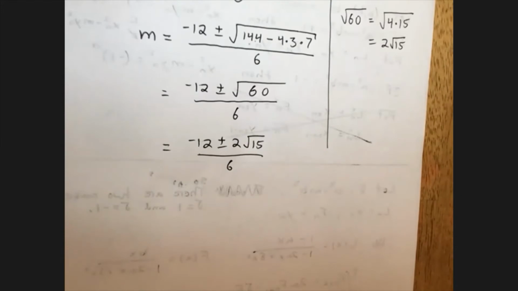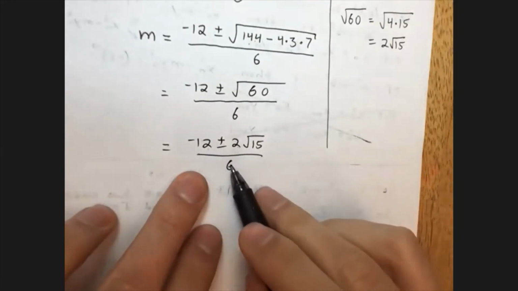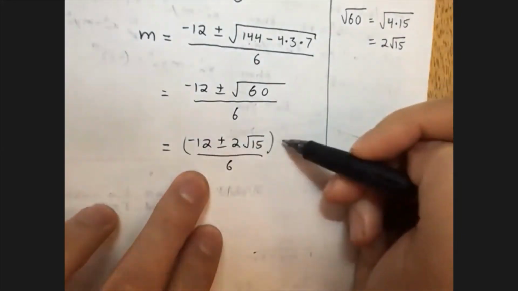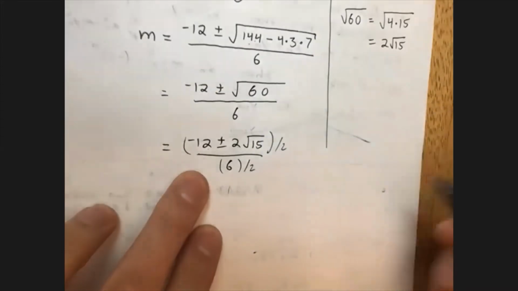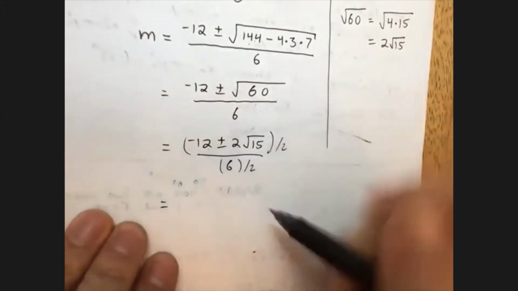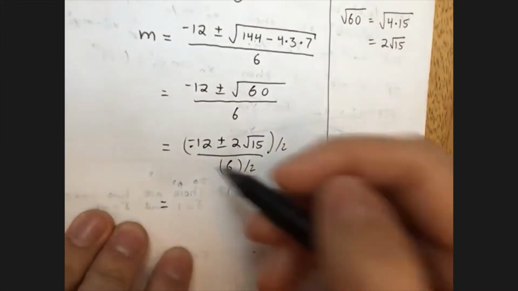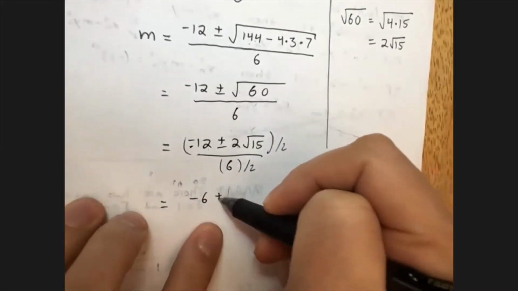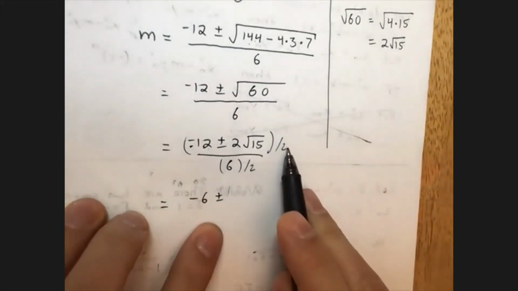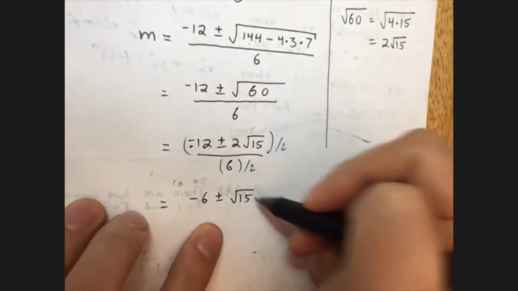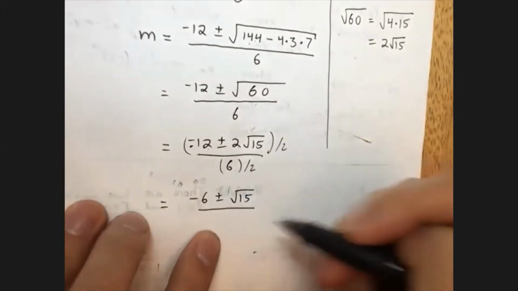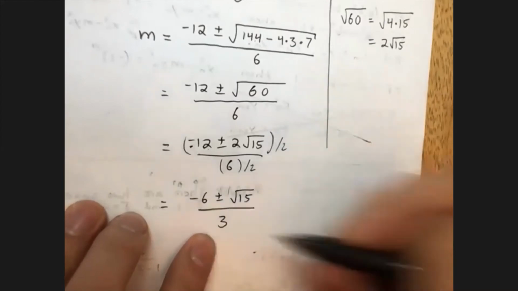We can simplify this a little bit more, because you see the numerator and denominator are divisible by 2. All right, so we can simplify this by dividing the numerator and denominator by 2. So let's do that. Negative 12 divided by 2 is negative 6. 2 divided by 2 is 1. So I'm just left with root 15. 6 divided by 2 is 3.